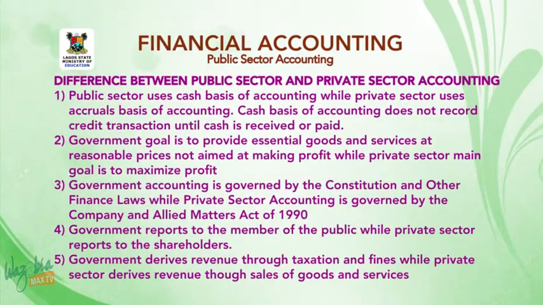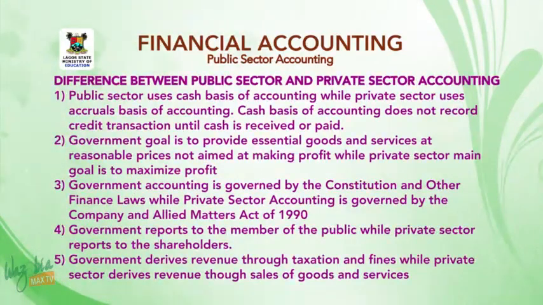Difference between public sector and private sector accounting. 1. Public sector uses cash basis of accounting, while private sector uses accrual basis of accounting. Cash basis of accounting does not record credit transaction until cash is received or paid. 2. Government goal is to provide essential goods and services at reasonable prices, not aimed at making profit, while private sector main goal is to maximize profit.